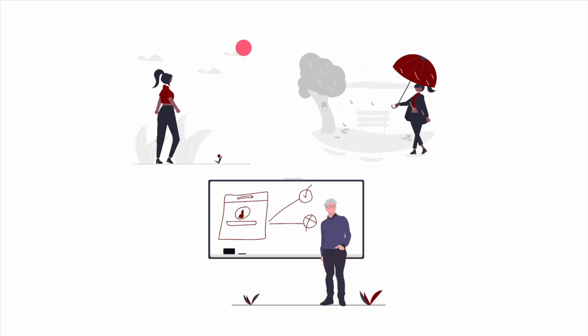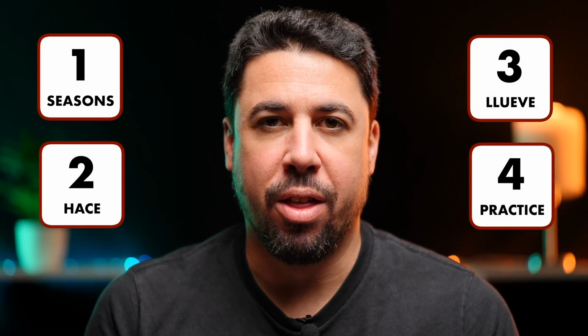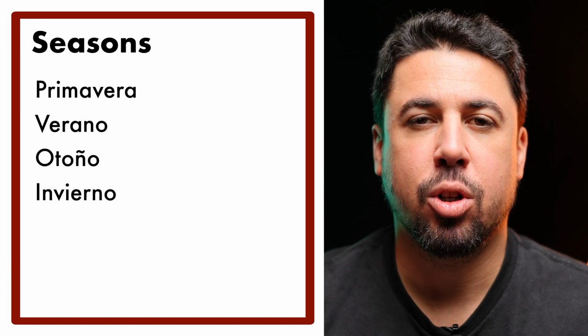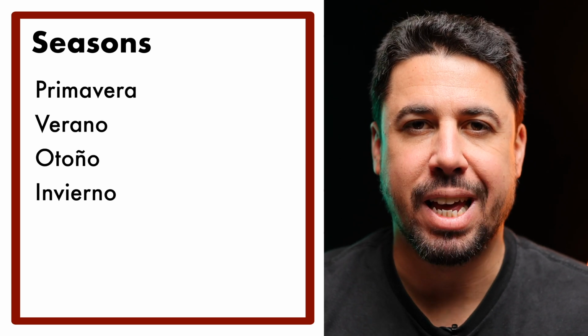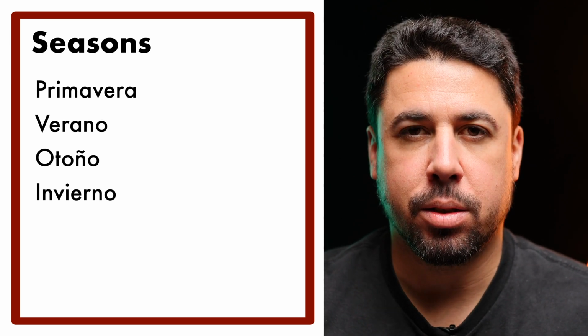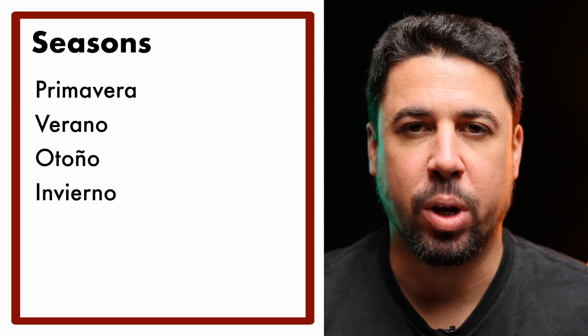You learned hace calor and llueve in Spanish class, but when you try weather small talk with native speakers, the conversation dies instantly. Here are 4 easy steps to talk about the weather in Spanish like a native speaker. Step 1, very easy. Learn the names for the 4 seasons: primavera, verano, otoño, invierno. That's spring, summer, fall, and winter.